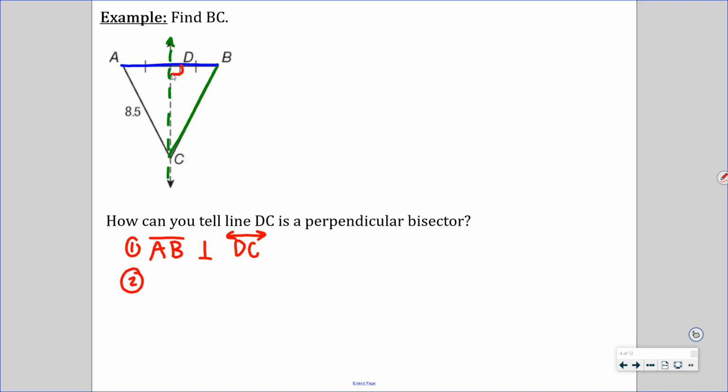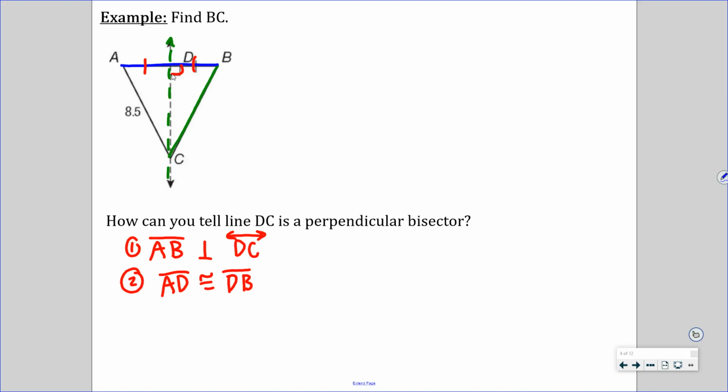Second, how else do we know this is a bisector? It splits it into two congruent parts, or it intersects at its midpoint. We would say AD is congruent to DB. Okay, that's what you would write on your homework. It says, tell what information lets you conclude it's a perpendicular bisector. There you go. It's perpendicular and it bisects. Meets both definitions of a perpendicular bisector.